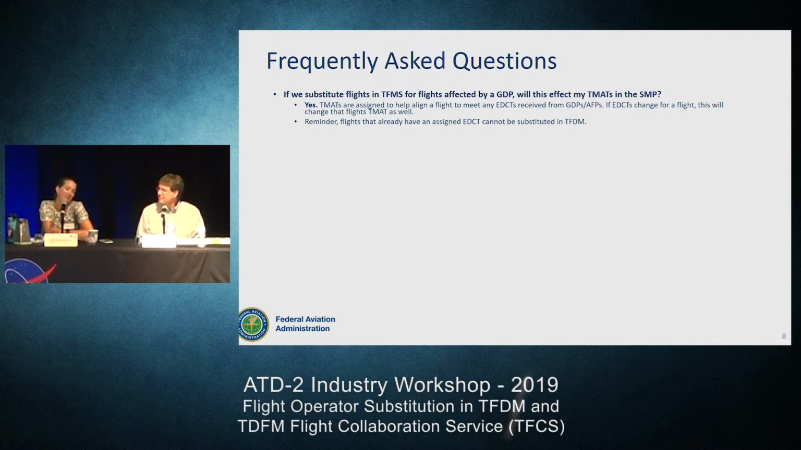Which then gets to my next point about the reminder that edict flights actually can't be substituted in TFDM because, of course, if you substitute two TMATs, then you run the risk that you're not going to make your edicts. So, but you can do it the other way around, swap the edicts, and then the surface metering program will respond.